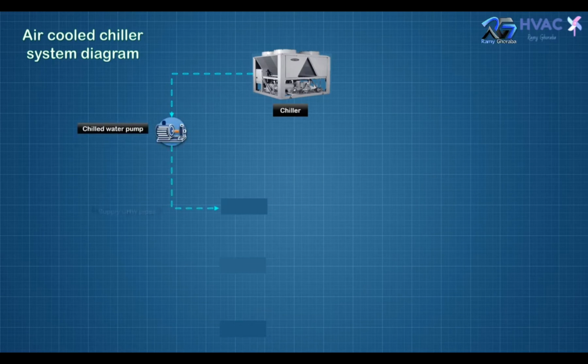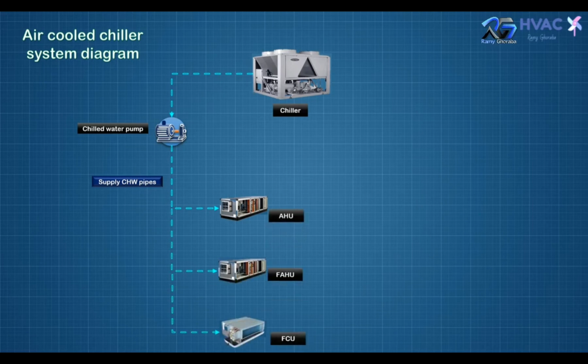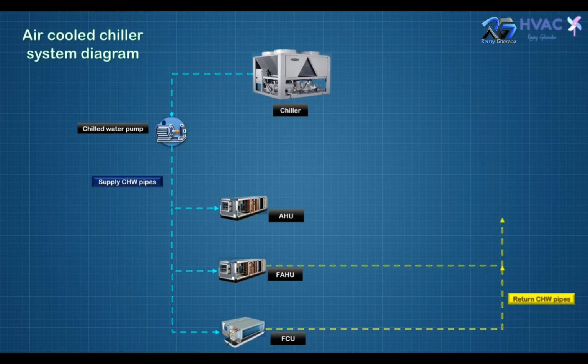From the chilled water pump, we have supply chilled water pipes which feed AHUs, also fresh AHUs, and feed fan coil units. Then we have the return chilled water pipe coming from the fan coil units, from the fresh AHUs, and from the AHUs direct to the chiller.